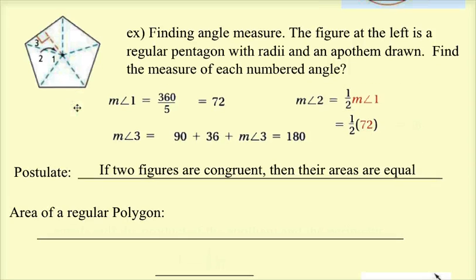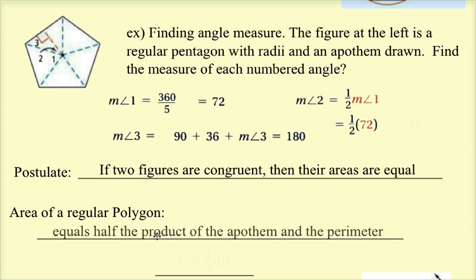So how do I find the area of a regular polygon? It equals half the product of the apothem and the perimeter. I write that as area equals 1/2 AP. It's 1/2 the product of the apothem and the perimeter.